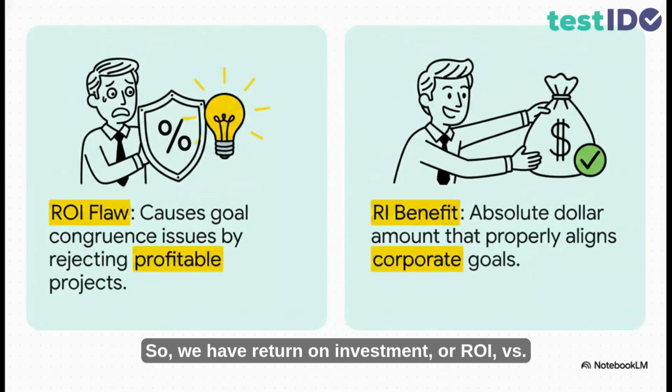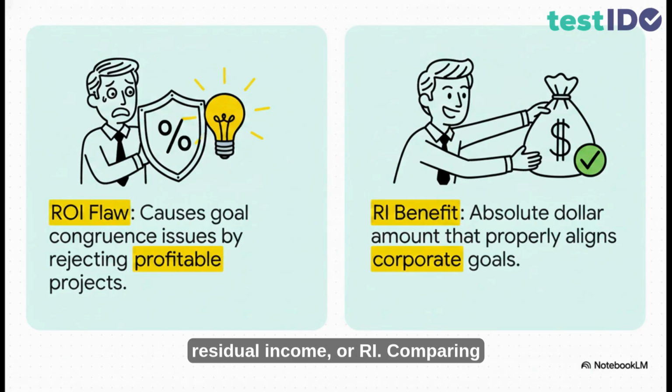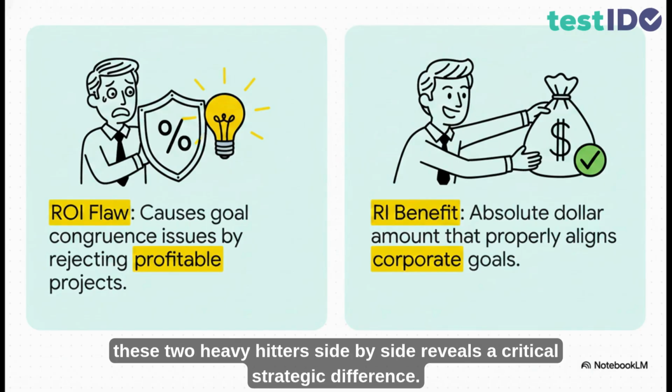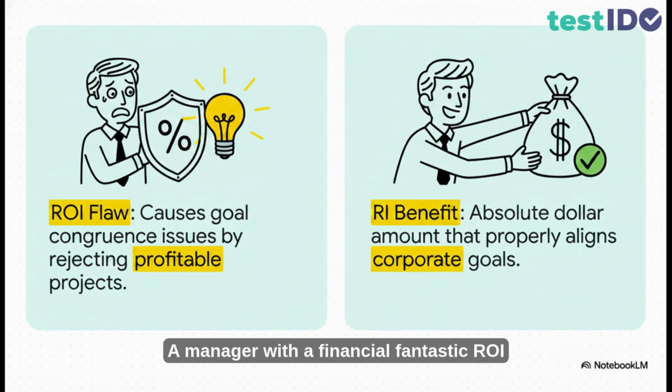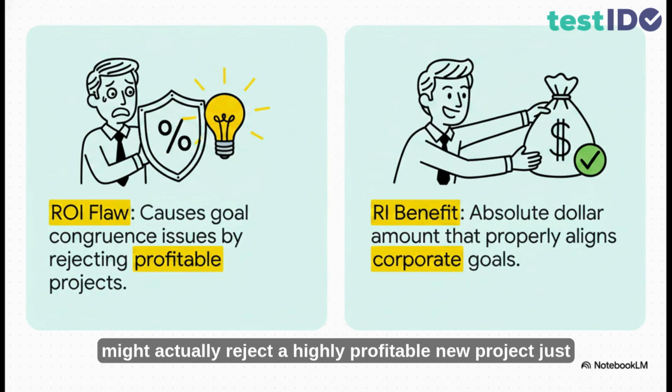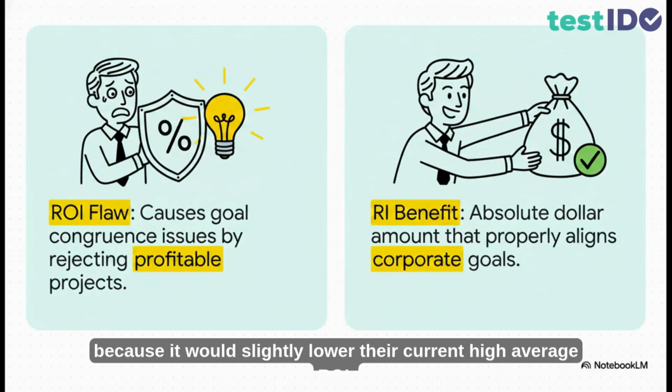Let's shift gears to Chapter 4, ROI versus residual income for measuring performance. So, we have return on investment, or ROI, versus residual income, or RI. Comparing these two heavy hitters side by side reveals a critical strategic difference. ROI has a major flaw. It can lead to goal congruence issues. A manager with a fantastic ROI might actually reject a highly profitable new project just because it would slightly lower their current high average ROI.